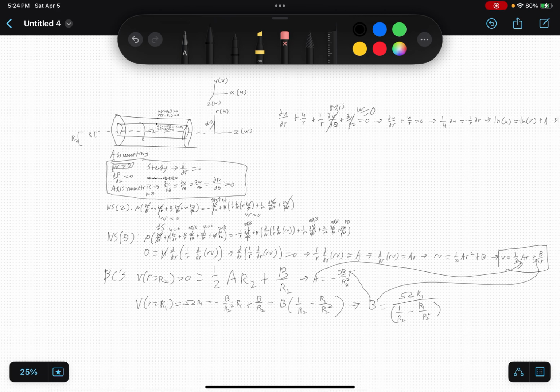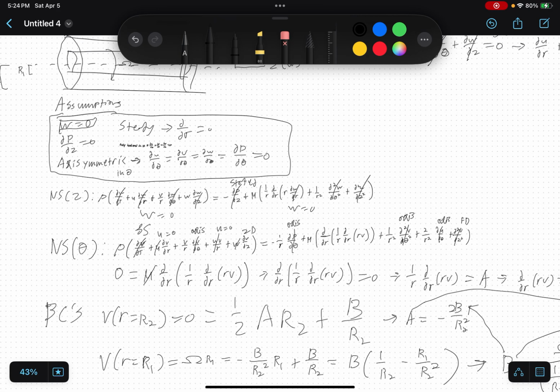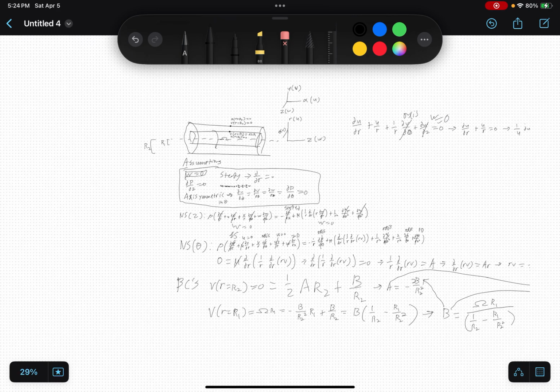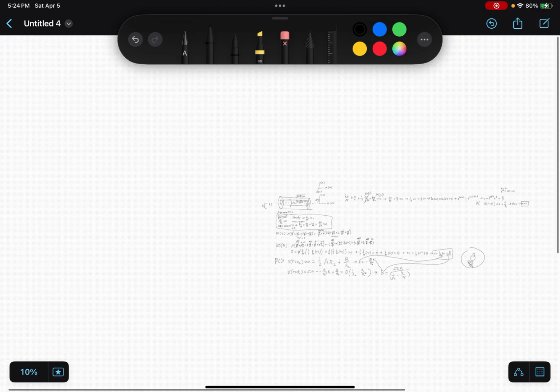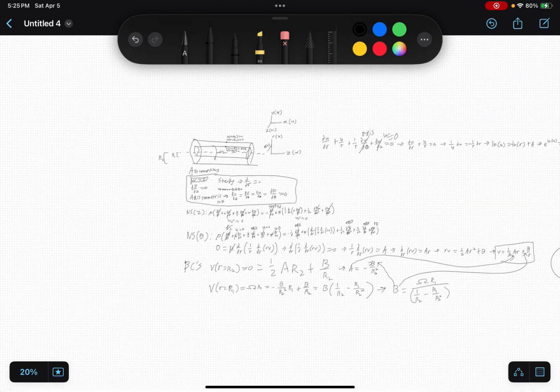Radial coordinates, it sucks, but it's really not that hard. It's like normal Navier-Stokes. But yeah, that's about it.